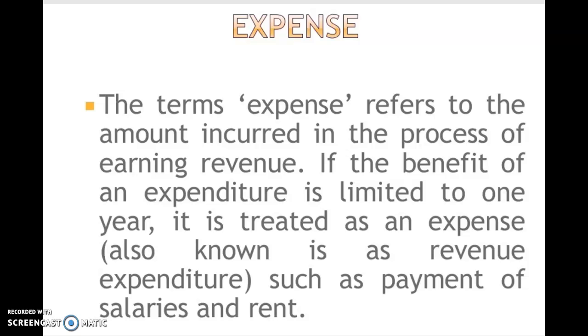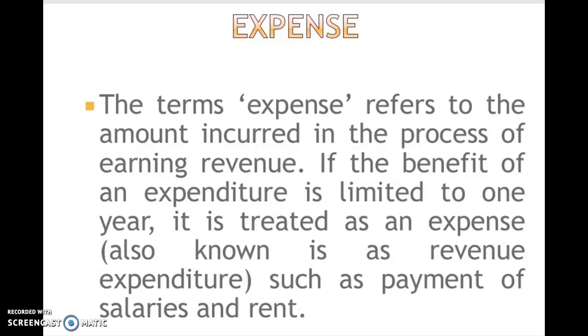So please understand that expense or expenditure is categorized into three types. One, it is the capital expenditure. Second, it is revenue expenditure. And third, it is the deferred revenue expenditure. Let's understand the meaning of capital expenditure.